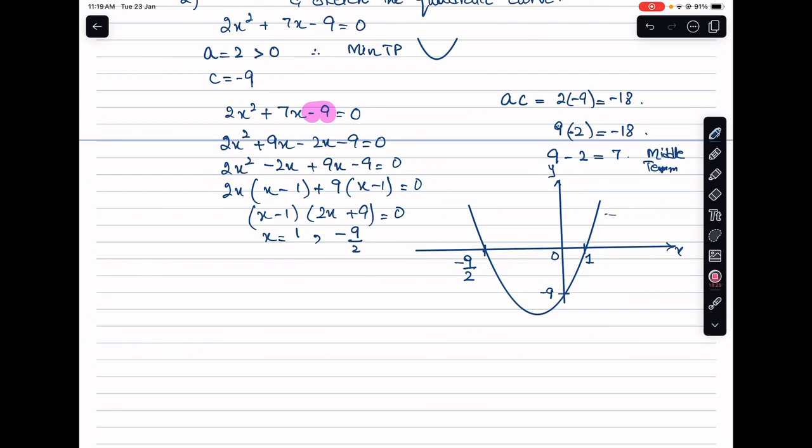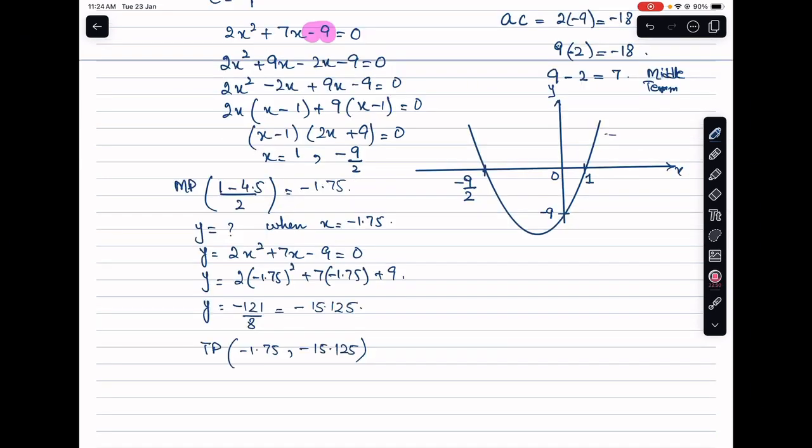So to get the turning point coordinates, I should be getting the midpoint of these x values. We have very well sketched the curve, and we know that the x-intercepts are negative 9 by 2, or negative 4.5, or a positive 1. We know the y-intercept from the equation. It was a negative 9. We know the shape of the curve, being a positive coefficient of x squared, is a minimum. Now, the only thing that is left is to get the minimum turning point coordinates.